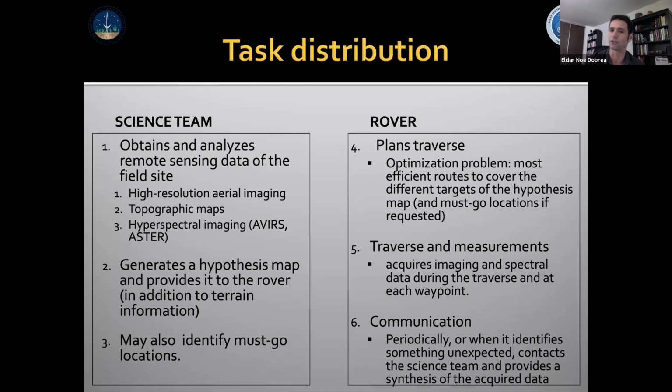Then the rover performs the traverse and the measurements. It does not wait for the operators to tell it how far to move on every step. It basically does it itself. It has some degree of intelligence where it can recognize obstacles, and it knows basically what the local topography is, so it can actually perform a safe traverse between waypoints.